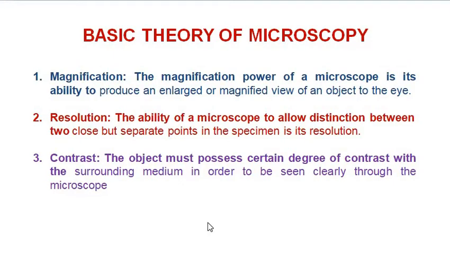Now come to what is the basic theory of microscopy. Microscopy depends on three factors: magnification, resolution and contrast. This is the property of a microscope, that a small object can be magnified and the image has a clear resolution with brightness or contrast. So what are magnification, resolution and contrast? Let us understand these three important factors in the microscopic technique.